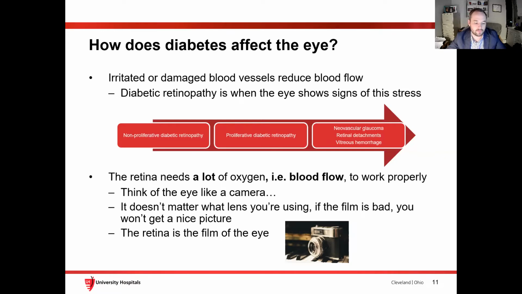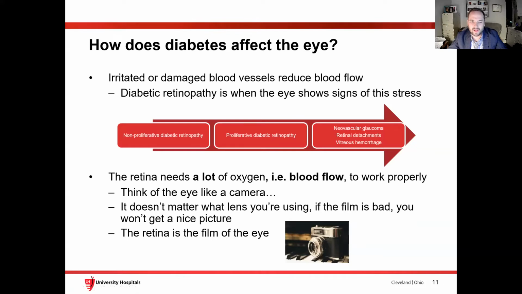And they follow a spectrum. Starts out with non-proliferative retinopathy, and then it progresses to proliferative retinopathy. And then from there, you can start to get these other bad players: neovascular glaucoma, retinal detachments, vitreous hemorrhage. And these are all part of a spectrum.